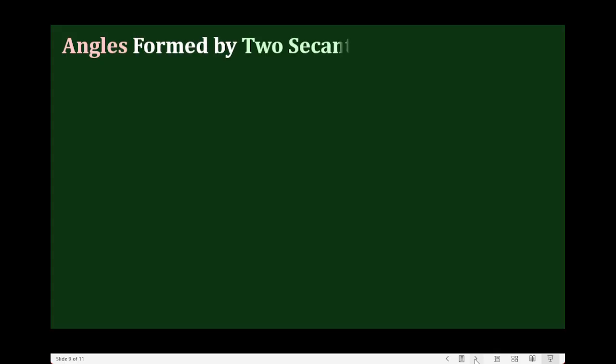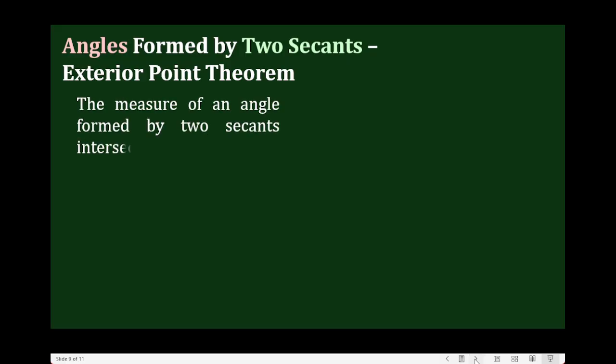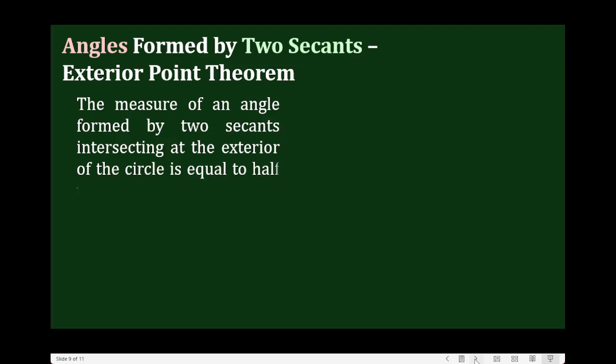Next, probably this is the last theorem, and this is angles formed by 2 secants exterior point theorem, which states that the measure of an angle formed by 2 secants intersecting at the exterior of the circle is equal to half the difference of the major and the minor arc, or the bigger arc and the smaller arc.